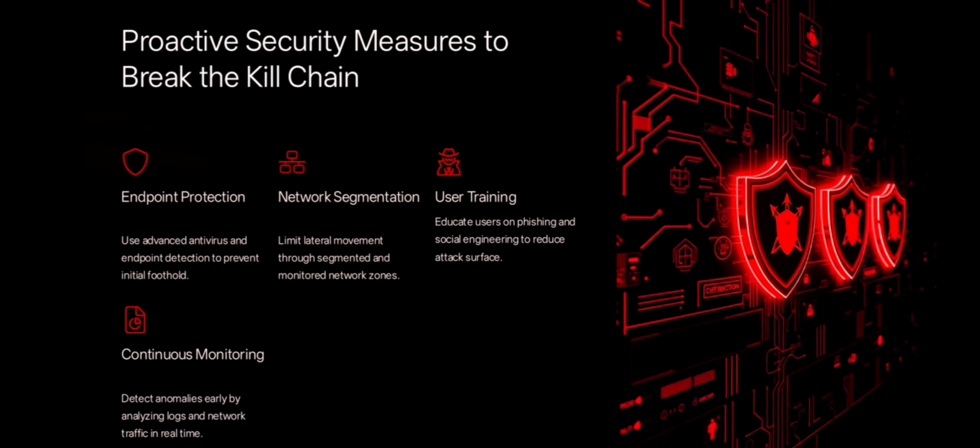C. OCTAVE, Operationally Critical Threat, Asset, and Vulnerability Evaluation. OCTAVE focuses on organizational risk assessment through identifying assets, recognizing critical information assets. Identifying threats and vulnerabilities, assessing potential risks to assets. Developing security strategies, formulating plans to mitigate identified risks. It's particularly suited for organizations seeking to align security practices with operational risk management.